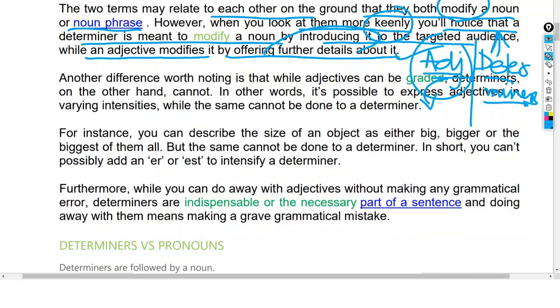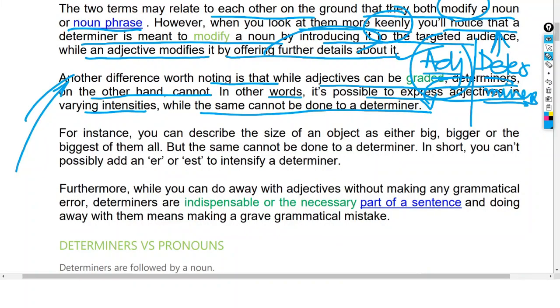Determiner actually gives the fixed value or the fixed meaning or association, whereas adjective actually broadens. It gives some elaborate description about the noun. So how is it? We will see through examples. Another difference worth noting is that while adjective can be graded, determiners on the other hand cannot be. In other words, it is possible to express adjective in varying intensities while the same cannot be done with the determiners.